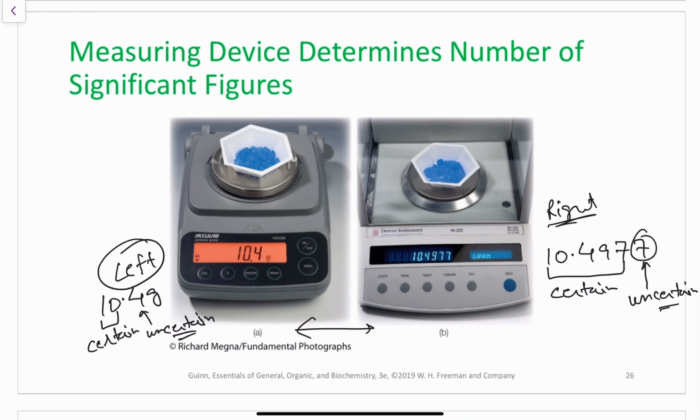So that's why the device that you're normally using for measurement decides how many significant numbers you have in that particular measurement, right? The more numbers, the more precise the instrument. The fewer the significant numbers, the less precise the instrument that you use. Right.